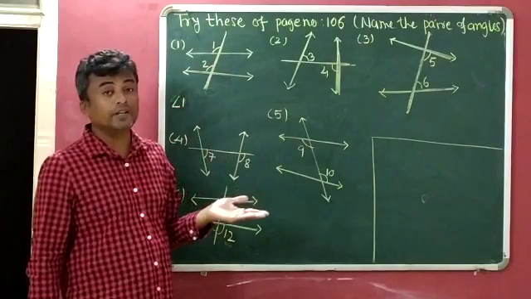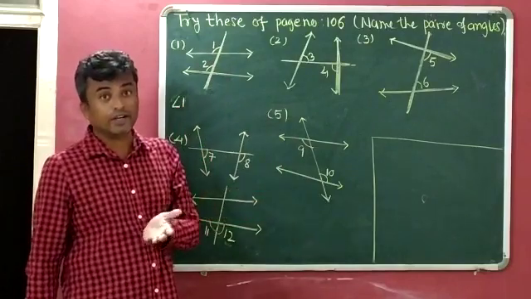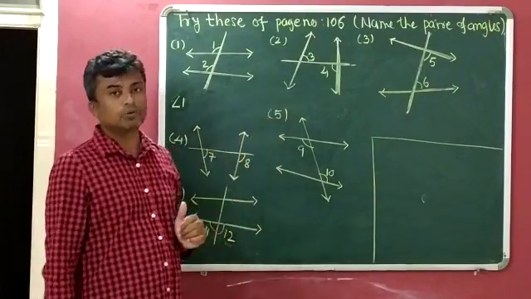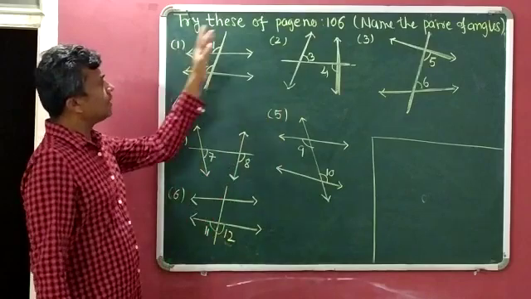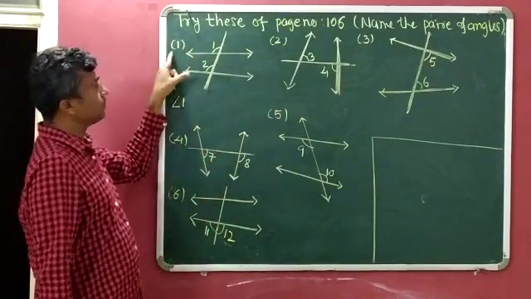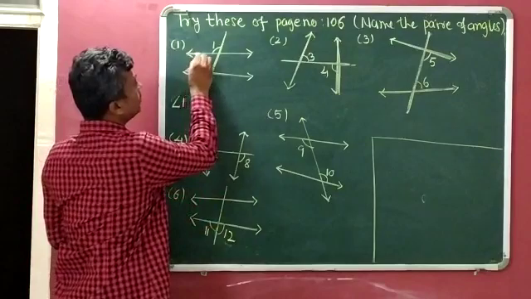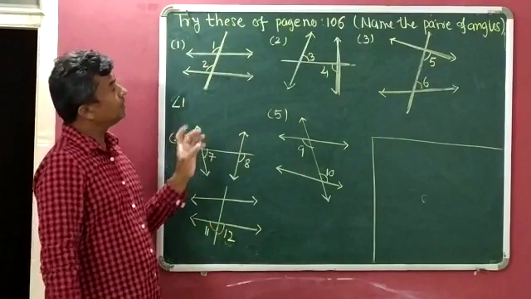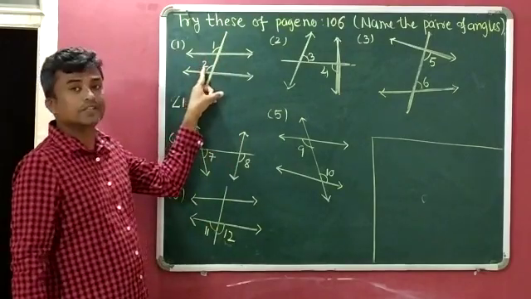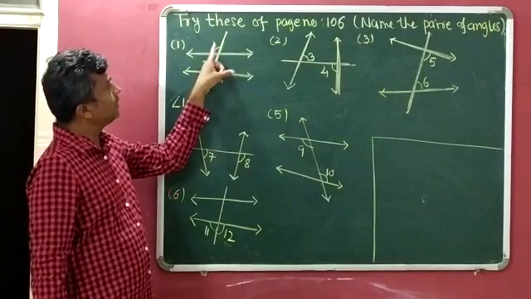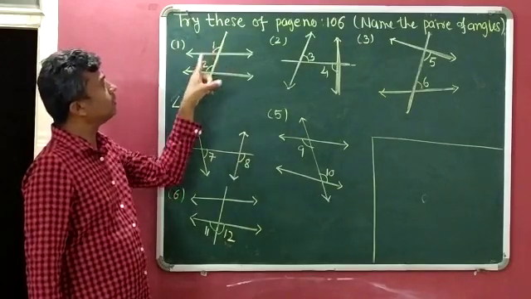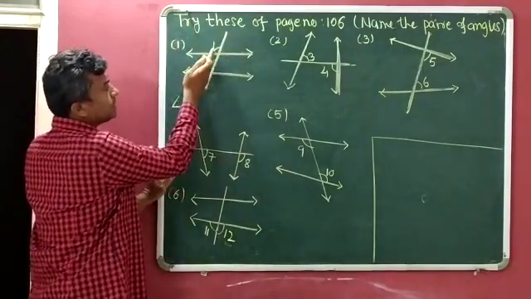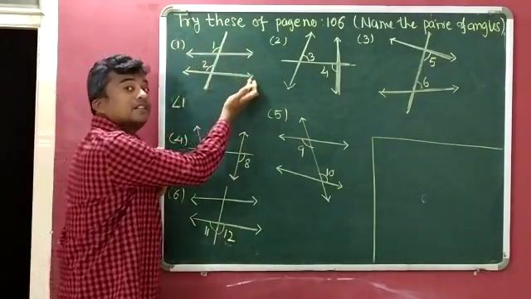They may be alternate interior angles, alternate exterior angles, corresponding angles, co-interior angles or co-exterior angles. That is what we have to identify. Now I will explain this one by one. Figure number 1: in the given figure, these two lines are given to us and this line is the transversal. Angle 1 and angle 2 are given, and we have to name the pair.